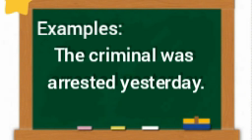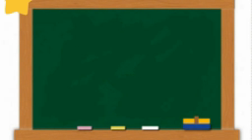Another example using the linking verb was. The criminal was arrested yesterday. The criminal as our subject is singular, only one. That's why we use the linking verb was. And since the main verb arrested happened yesterday, it simply means that we use was because the main verb took place sometime in the past. Now, study the given examples.